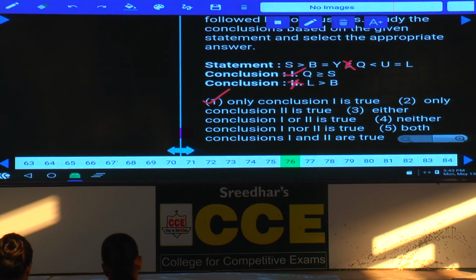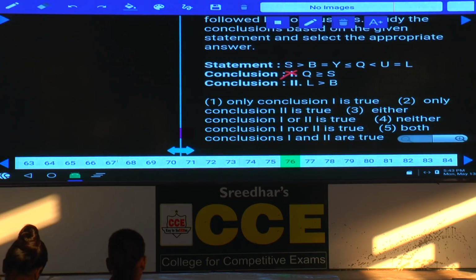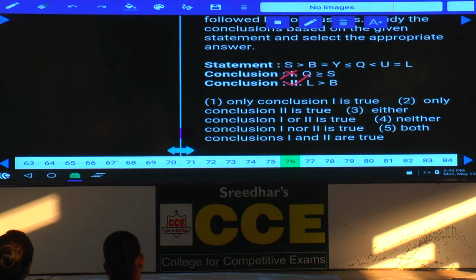Then question number 76, the relation between S and Q. Now S is here, Q is here, between these 2 opposite symbols, and so no conclusion can be drawn. L and B. Now B lesser than L, definitely true, that is L greater than B is true. And so only 2 follows, choice 2. 76, choice 2.